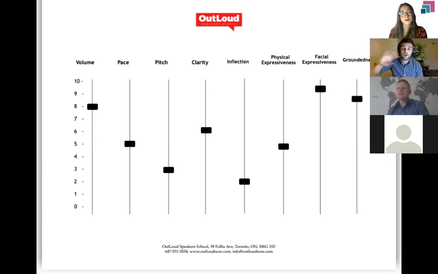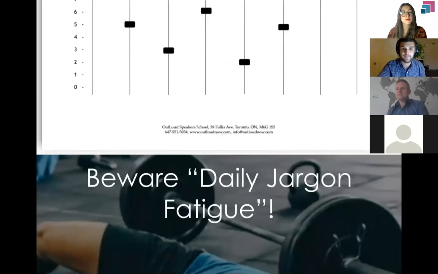So we want to start to pay attention to all of these. The last one is groundedness, which we won't worry about today, but I want to just set out that there's many ways of looking at your speaking and paying attention to them, thinking, where am I? Am I loud, soft? Am I fast, slow, high pitch, low pitch, right? And where do I sit and can I change it, right? That's what I want you to start to think about.